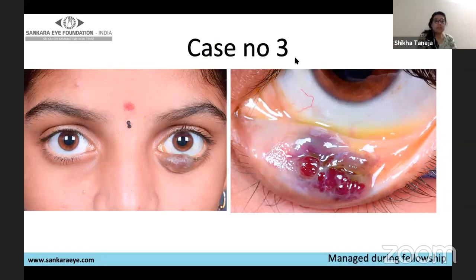This is another interesting case. There's this 19-year-old female who presents to our clinic who has a lower eyelid lesion in the left eye. It's a vascular lesion. She had been given injectables 3 times earlier somewhere else. We don't know which injections she has taken, but now she just wants to get rid of it because they tend to bleed sometimes. So she wanted a surgical intervention.